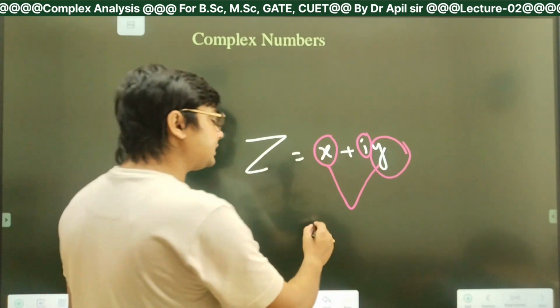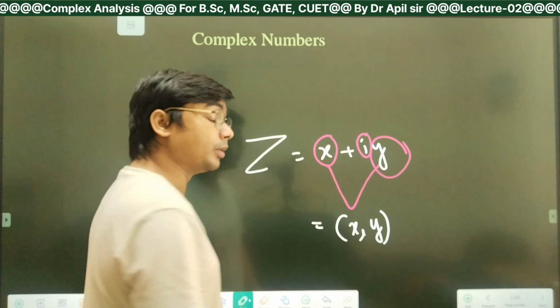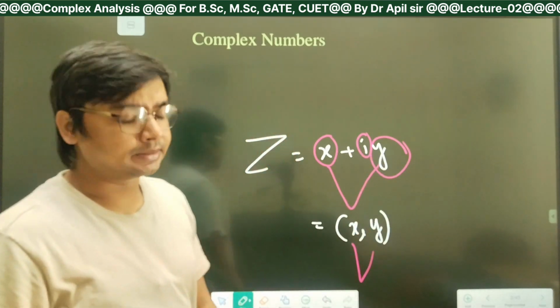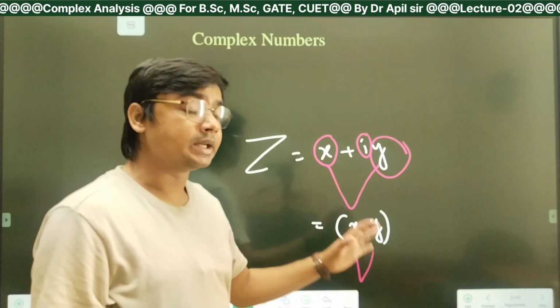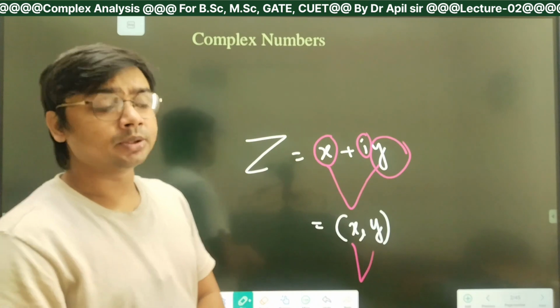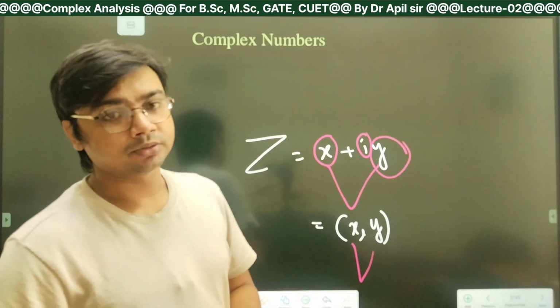And sometimes we can write this complex number this way also: (x, y), where x is the real part and y is the imaginary part. So this way also we can denote it. This we already discussed in the last class. So today we will discuss some important concepts and some important properties.